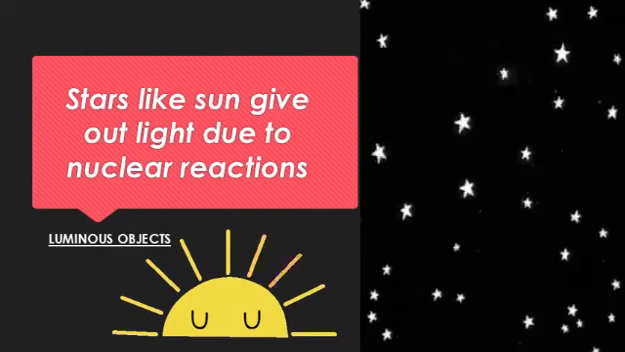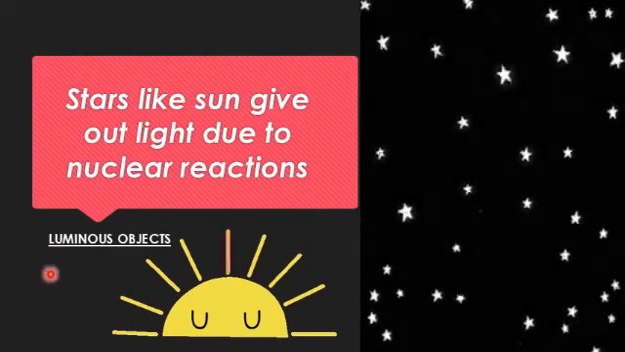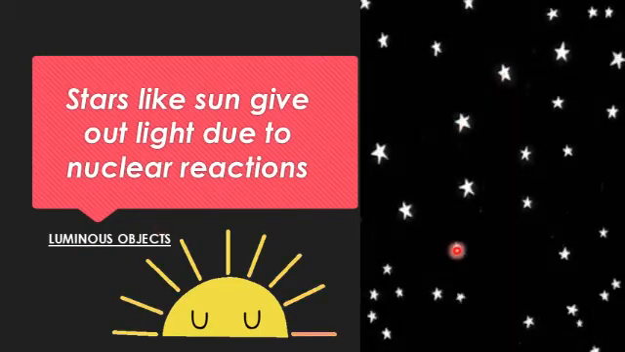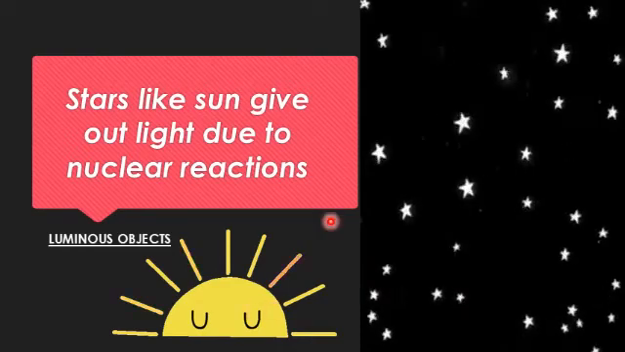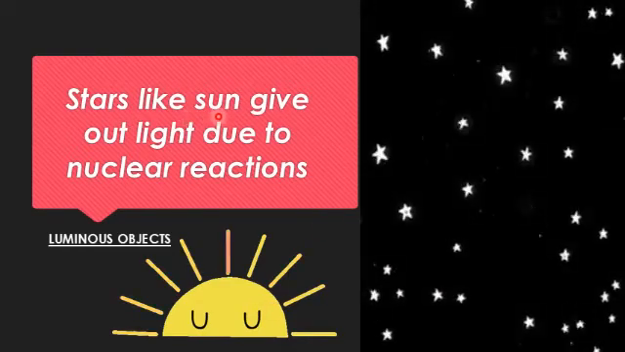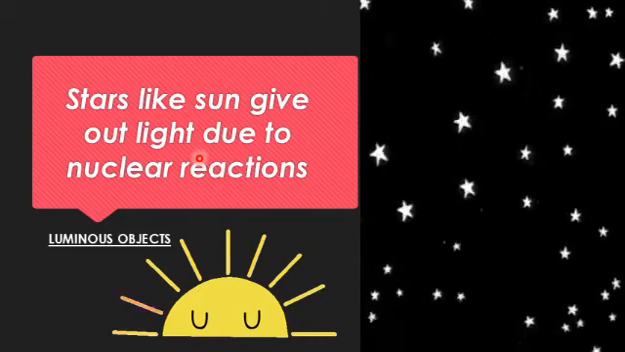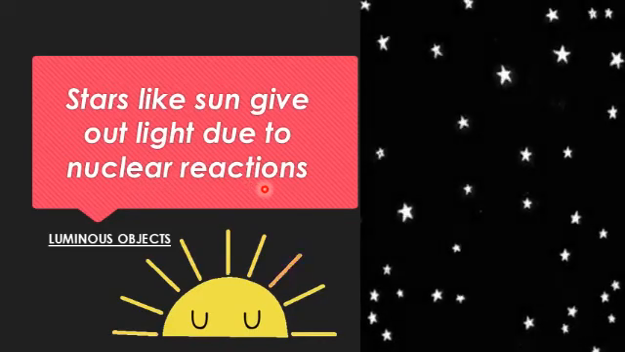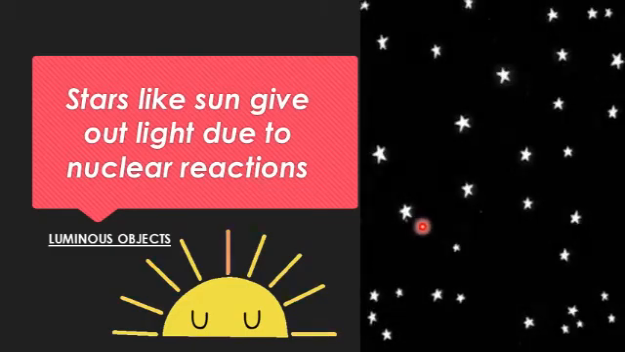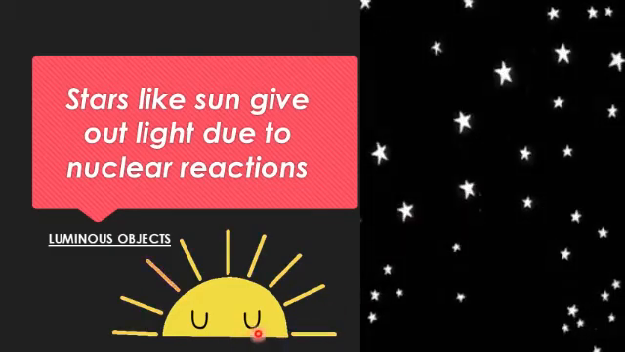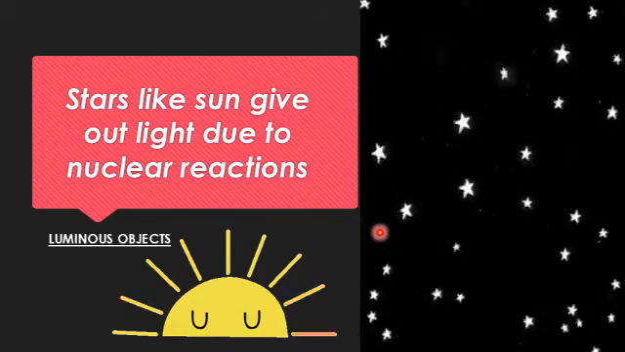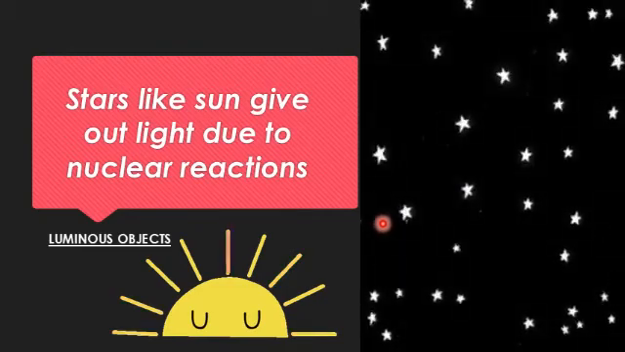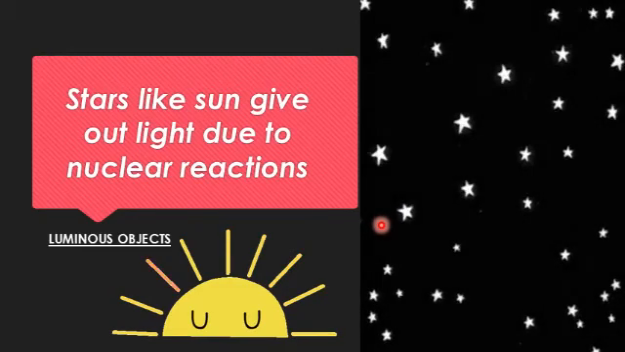Now we need to see why luminous objects give their light. So there are certain reasons. For example, you can see some stars here and the sun. So stars like the sun give out light due to nuclear reactions in them. All the time there are nuclear reactions taking place inside the stars and the sun, and they give a lot of heat, and that heat comes out in the form of light, so that we are able to see things in the presence of that light.